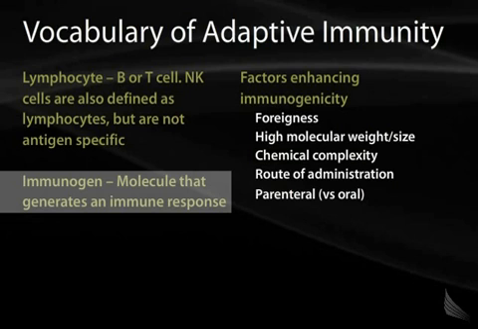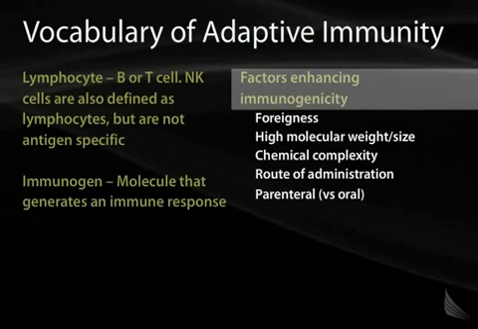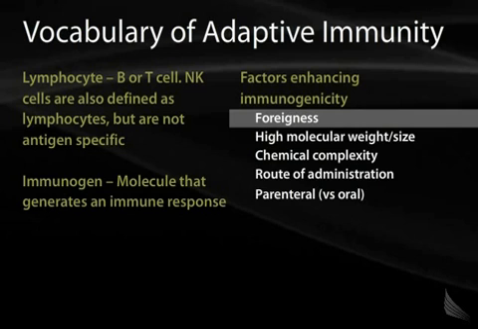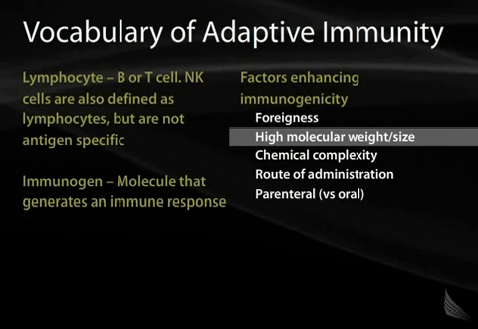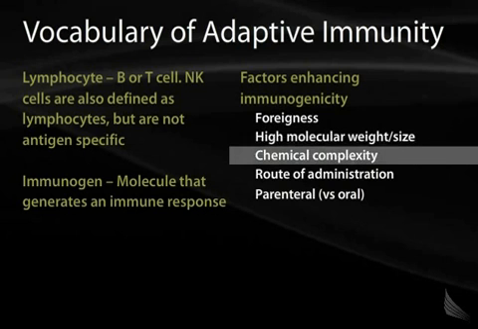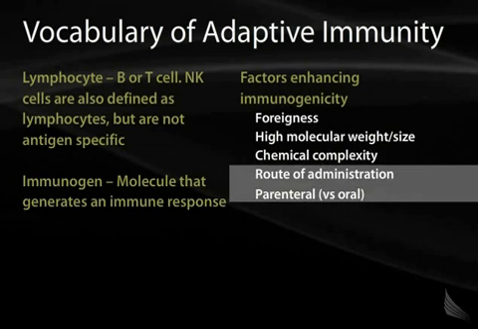So any molecule that will cause your body to have an immune response to it is an immunogen. There are different factors that can enhance immunogenicity, or make a molecule more immunogenic. These factors include foreignness, which would be how different this protein is compared to the proteins that are in your body. Molecular weight and size, with a high molecular weight and size being more conducive to immunogenicity. Its chemical complexity, and also its route of administration, parenteral versus oral. How did this immunogen get into your body?